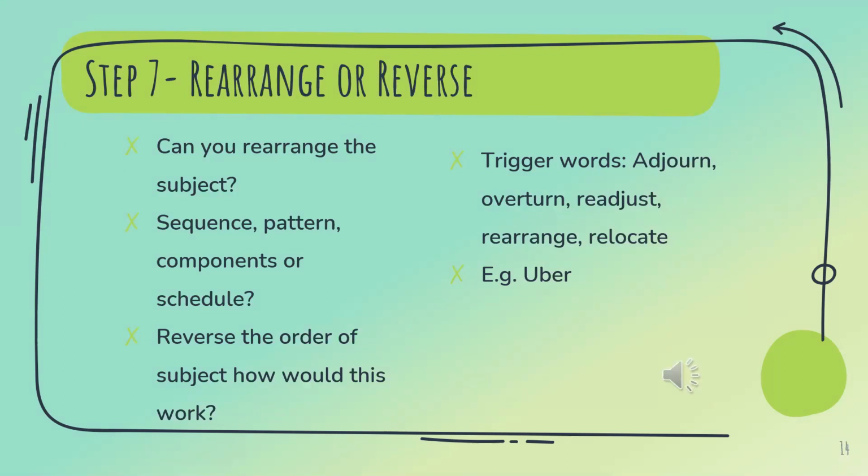Step 7, R for rearrange. This focuses on the organization rearranging or changing the sequence, pattern, or layout of their product. For example, interchanging components, changing their schedule, or interchanging cause and effect. Some questions that can be asked here are, can we interchange components? What would be the outcome of process reversal? Can we reorganize the product? An example of rearranging would be Uber rearranging the process by which people search for a taxi. They no longer search for a lift, they just order one using their app.